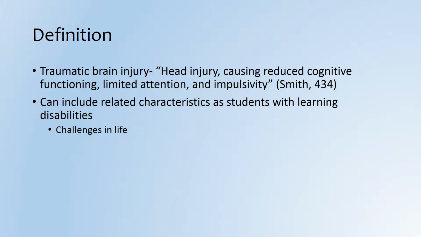The definition of a traumatic brain injury is a head injury causing reduced cognitive functioning, limited attention, and impulsivity, from Smith, page 434. And it can include related characteristics such as students with learning disabilities. And they include some challenges in life. Challenges in life include the challenge to be independent, gain employment, and be involved in the community. There is typically intense support in order for these goals to be obtained.